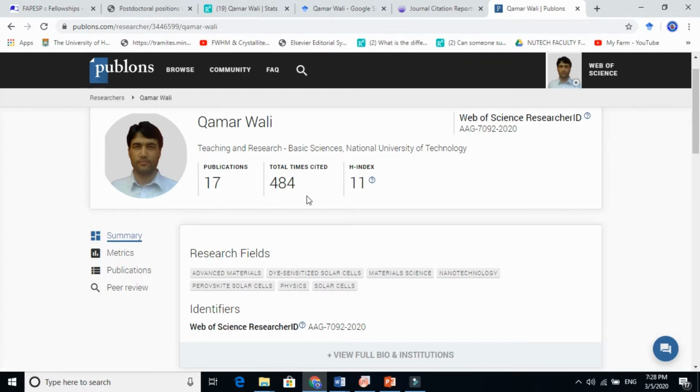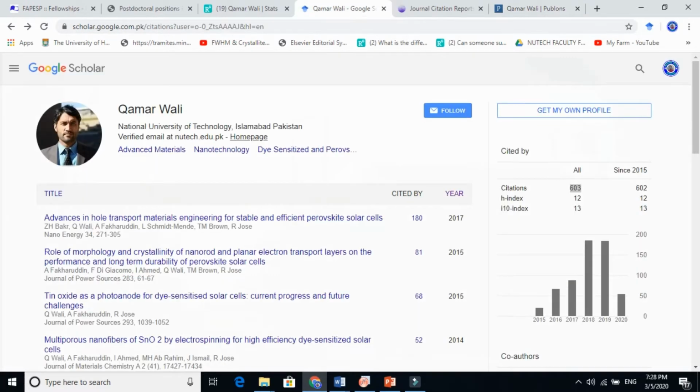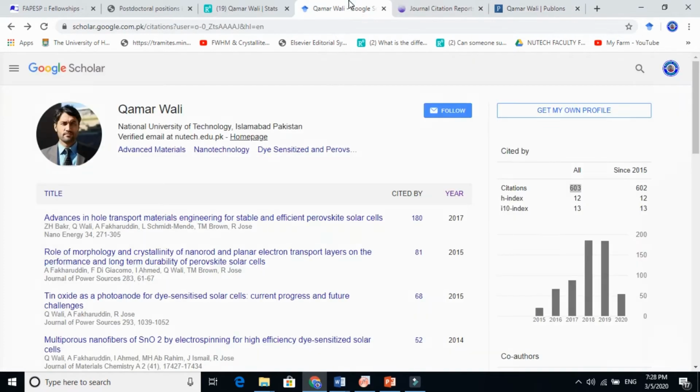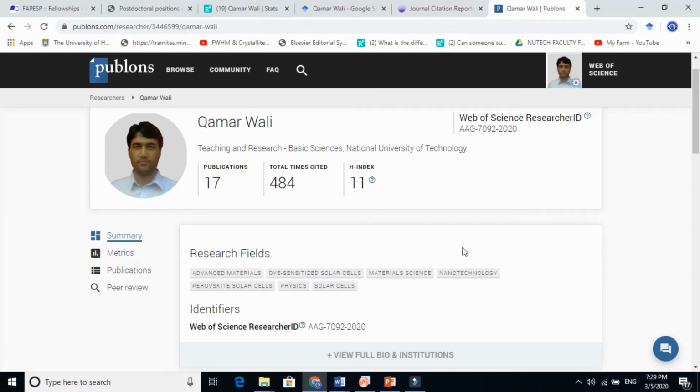Self citation means that when I cite my own paper, that is called self citation. You see, my H index is 11 here, but in Google Scholar my H index is 12 here. You see, this is the difference, because Google Scholar counts my self citation while Web of Science does not count self citation. Web of Science is more reliable than Google Scholar.